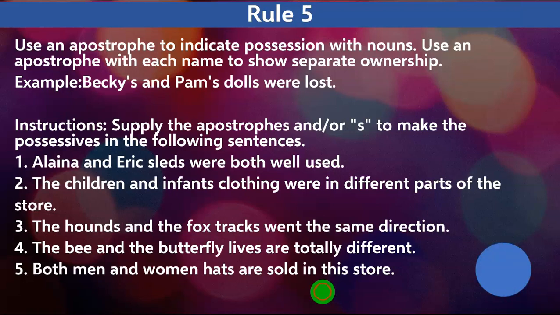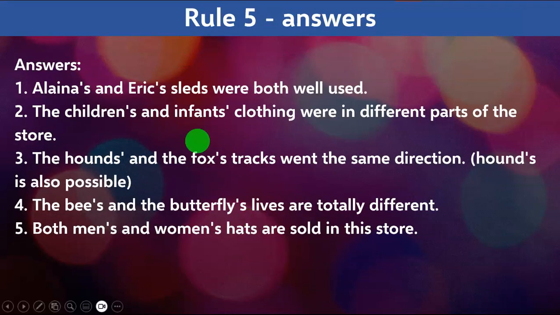All right, let us look at the answers for rule number 5. Okay, so I have the answers displayed out here completely. Alina and Eric's sleds were both well used. You have an apostrophe for both. The children and infants' clothing were in different parts of the store. The hounds and the foxes' tracks, apostrophe for both. Number 4, the bees and the butterflies' lives, apostrophe for both. And both men and women's hats are sold in the store. So those were the answers to rule number 5.